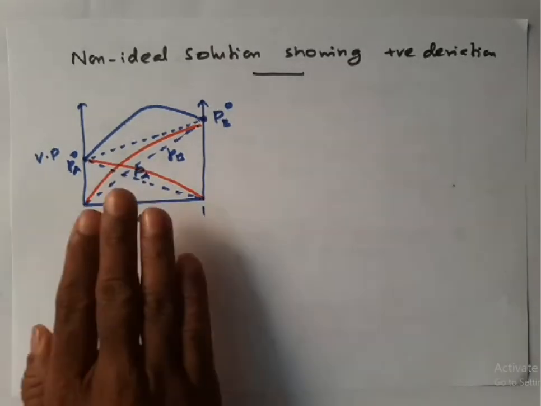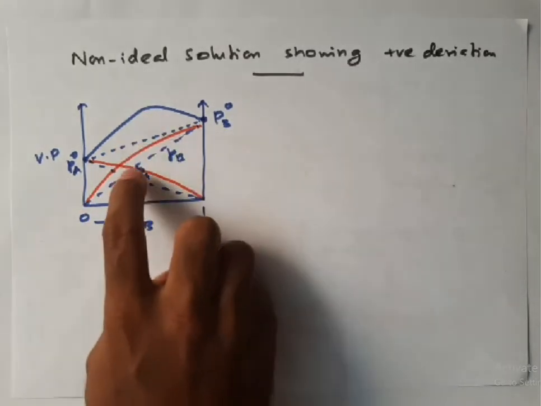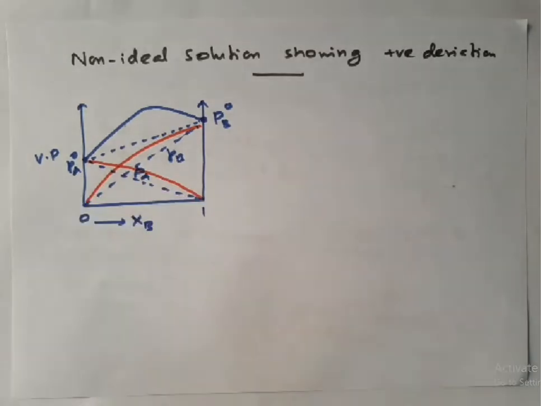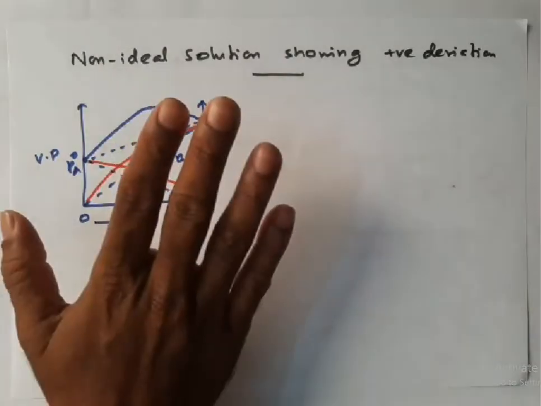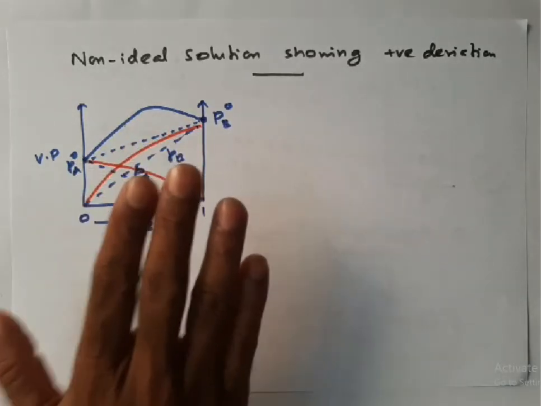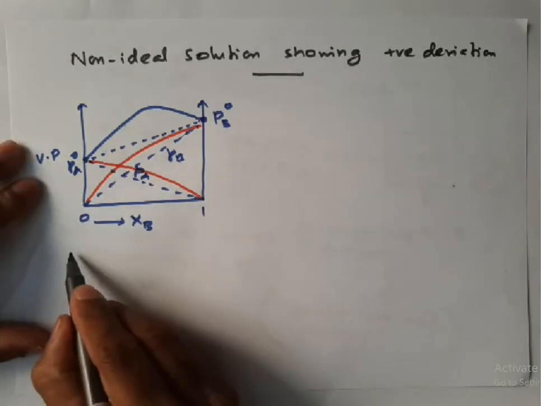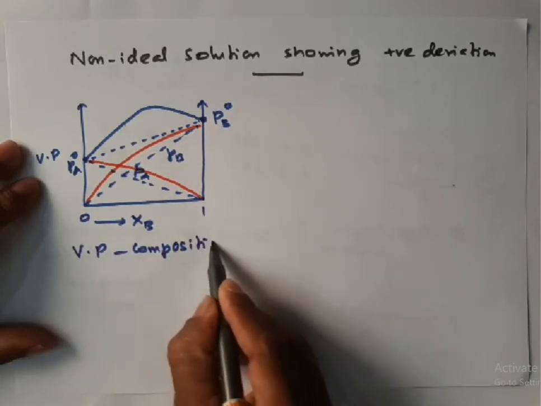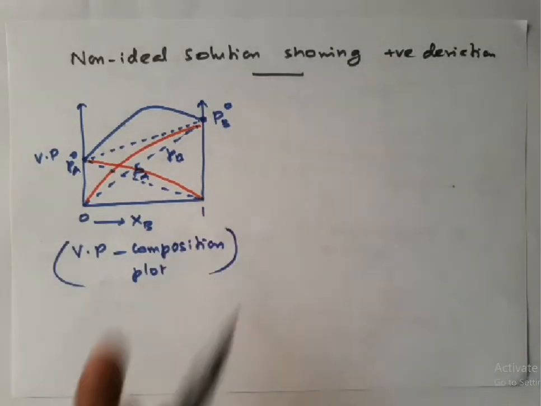So what does this indicate? It indicates that whether you plot total vapor pressure or partial vapor pressures, they always go above the ideal line. These dotted lines are ideal lines, so it will go above the ideal line. If it appears like this, we call that solution a solution showing positive deviation. This is actually called the vapor pressure composition diagram, the vapor pressure composition plot for a solution showing positive deviation.